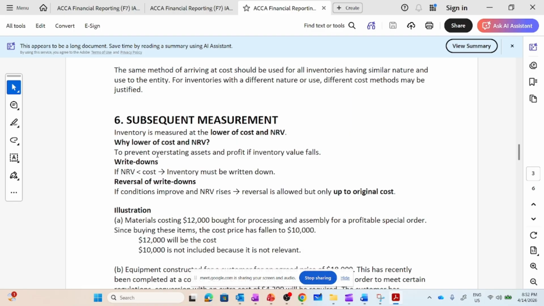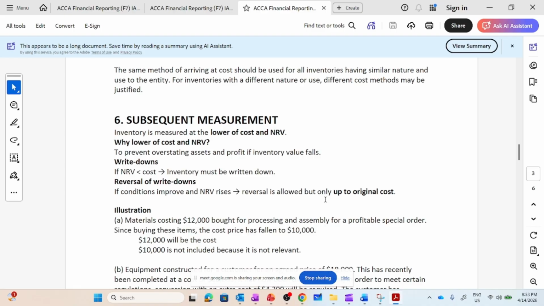Right? So now, if the NRV is less than the cost, inventory must be written down immediately. If the NRV is lower than the cost, we should write down the value of the inventory. The reversal of write down inventory: if condition improve and the NRV rise, then reversal is allowed, but only up to the original cost. In other words, we should not reverse the impairment beyond more than the original cost.